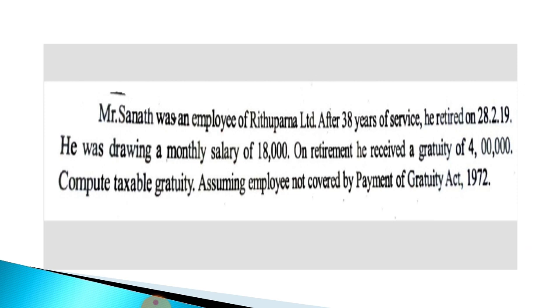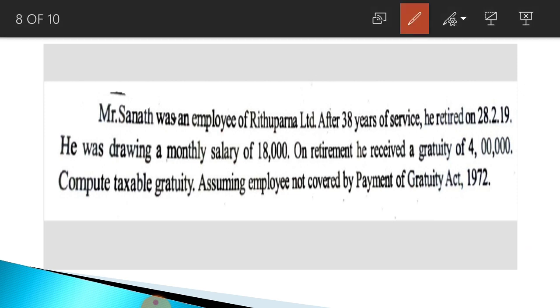Here the information is directly given as employee not covered by the Payment of Gratuity Act. Simply you can solve this problem. See, the information is given: Sanath served for Rituparna Limited for 38 years and he retired on 28th February 2020. He was drawing monthly salary of 18,000. Here monthly salary is given, 10 months average salary is not given, but the information is directly given, that is employee not covered by the Payment of Gratuity Act. So no problem, you can calculate that one, that is 10 months salary.